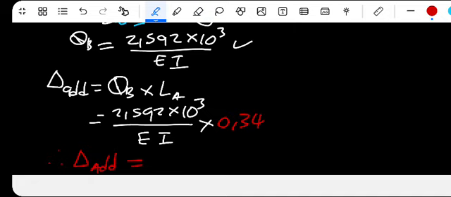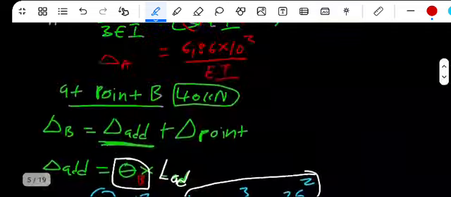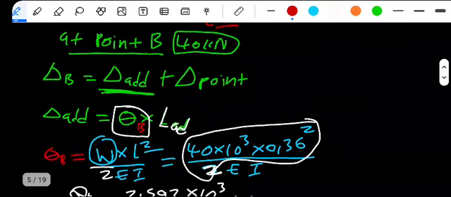Therefore our additional deflection will be, remember, this is still under point B. Multiplying this on our top part, when you multiply that, we'll have 881,3 divided by EI, like this. We have now this, still under point B.